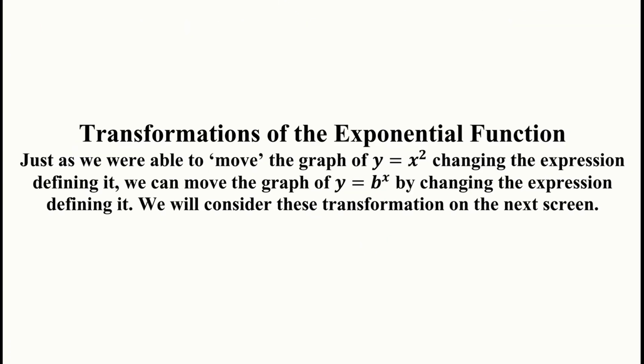All right, if you recall when we graphed the parabola y equals x squared, which we call the reference parabola, we learned that we can move that graph by changing its equation. Basically, we applied certain changes at the input x level, and that caused certain changes. Then we applied some changes at the entire f of x or y level, and that had other effects. Now we can do exactly the same kind of transformations with y equals b to the x, and we'll take a look at that now on the next screen.